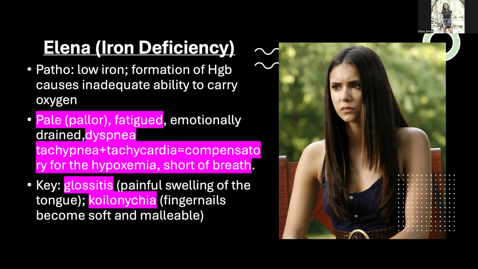So, in terms of the pathophysiology of iron deficiency, it's essentially low iron, in which the formation of hemoglobin causes inadequate ability to carry oxygen. Now, one of the manifestations to note is that it can cause tachypnea and tachycardia when the body is trying to compensate for hypoxemia. And hypoxemia is a lack of oxygen in the bloodstream, right? So that's how you're going to have the tachycardia and the tachypnea, is that compensation effect.